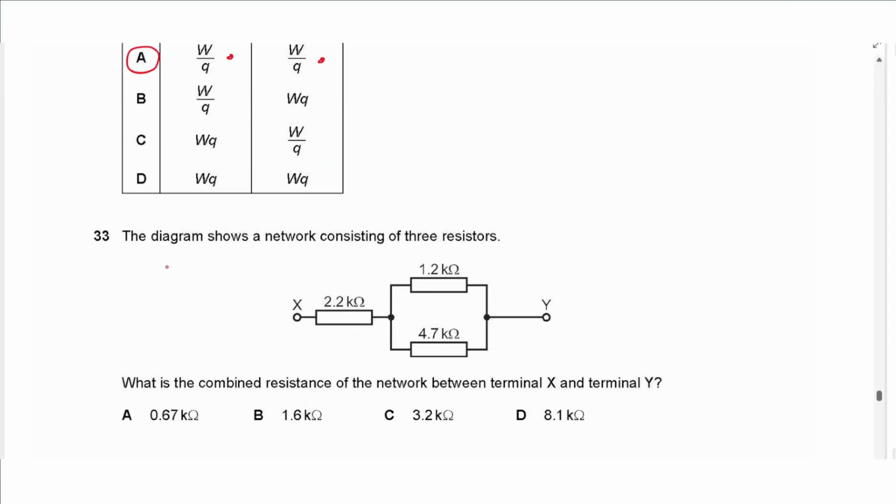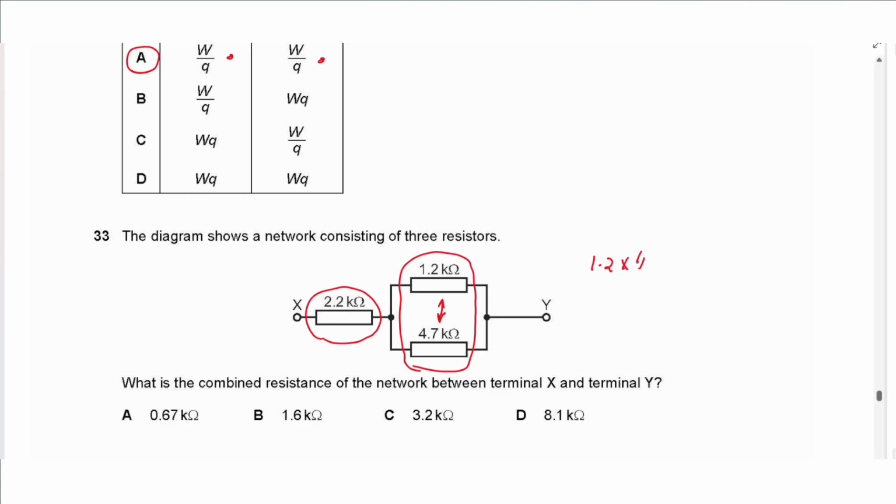Question 33 says a diagram shows a network consisting of 3 resistors. What is the combined resistance of the network between terminal X and Y? From X to Y we have 2 objects in series, so the 2.2 kilo ohms and the combination of these 2 resistors are connected in series. But inside the connection we have a parallel connection, so we start from inside and go outwards. So we calculate the parallel connection first.